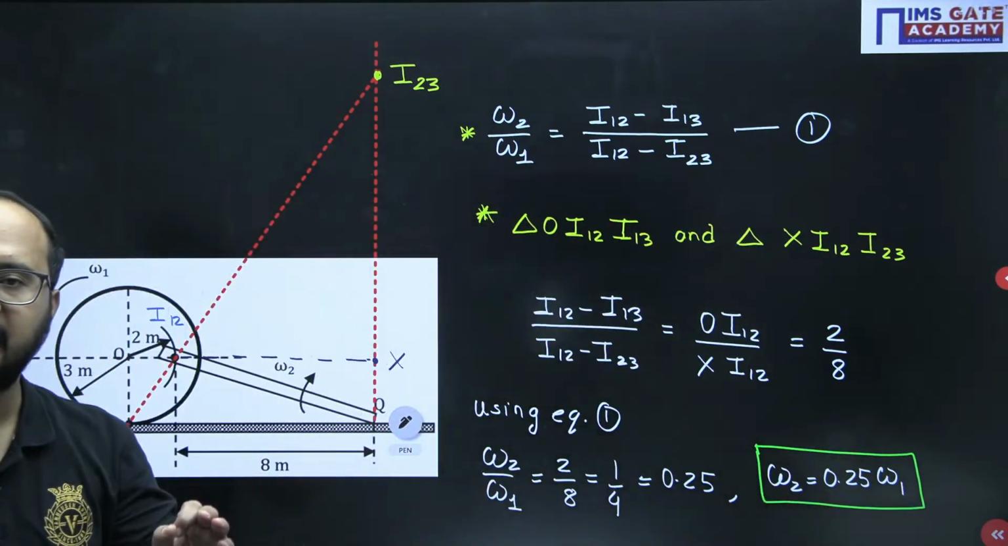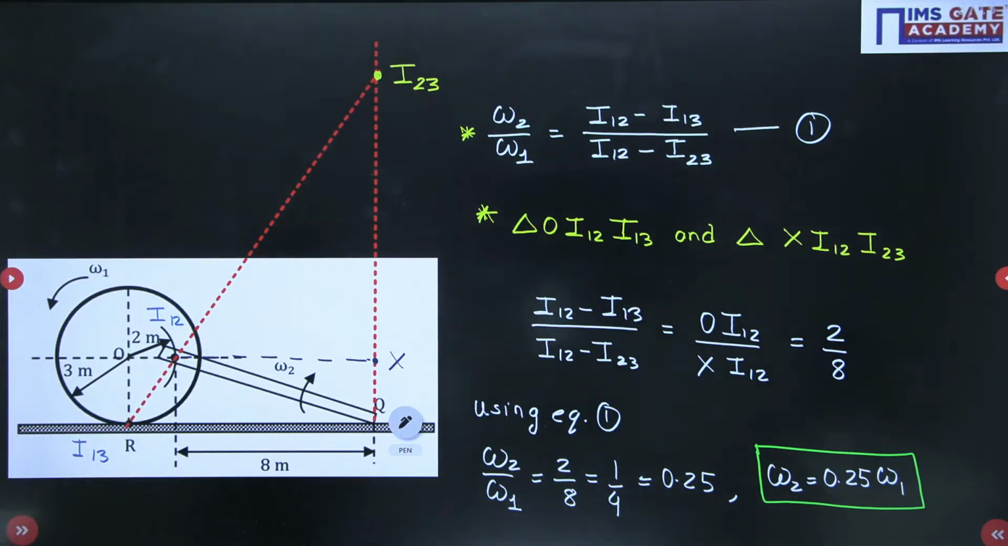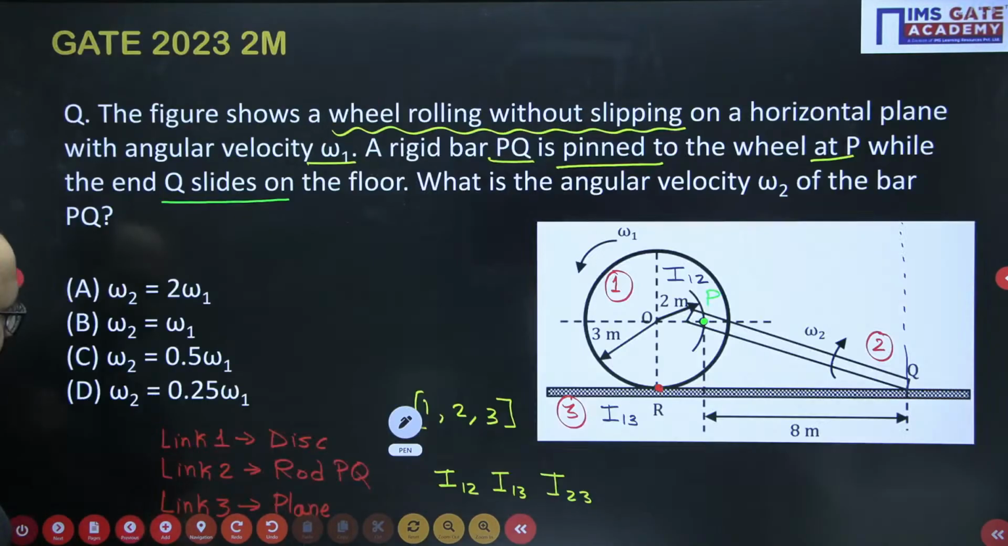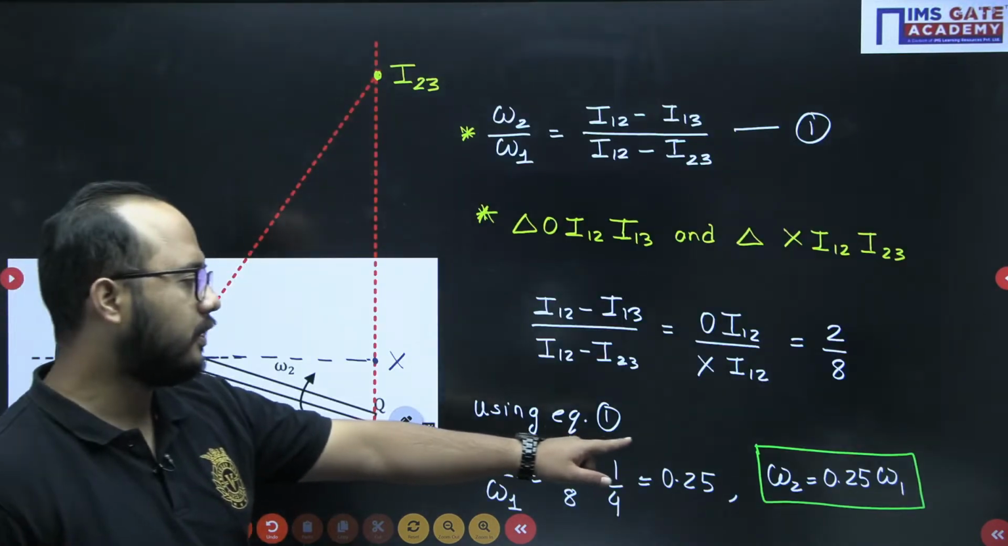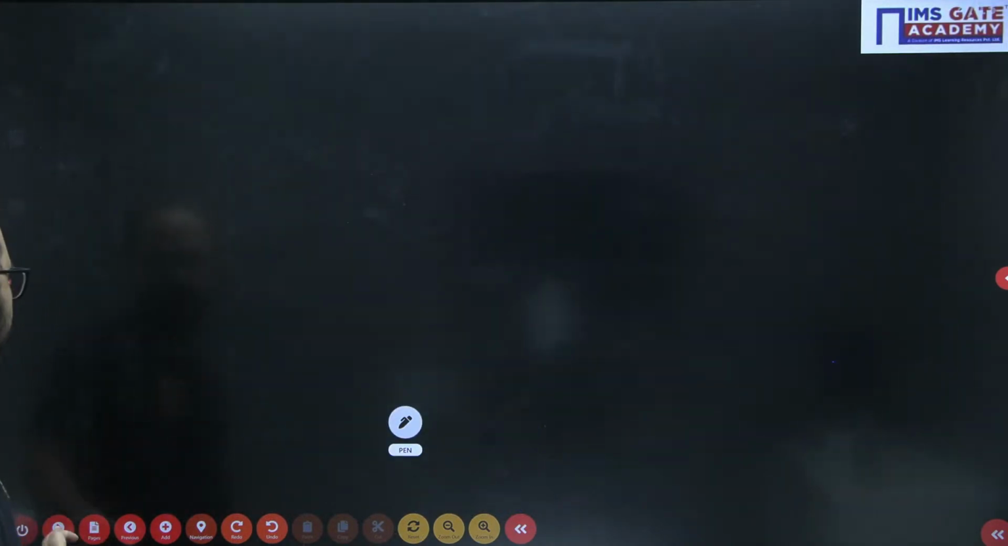Clear, everyone? I hope this solution is clear to everyone. Any doubt or confusion, you can ask right now. Okay? So if you see the options here, omega 2 is 0.25 of omega 1. Option D will be correct. Done. Now moving to the next problem, guys.